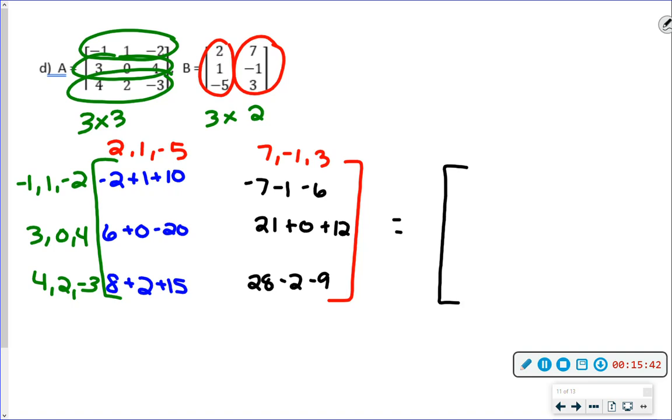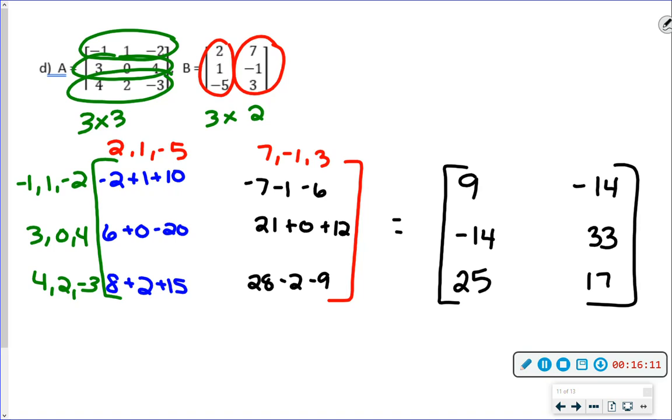All right, so what do you have for your top left entry? 9. Thank you. Second one, underneath, negative 14. 25. Like it. Over here, we've got negative 40. Agree. Final two. What do you got for this one? 17. Perfect. Yeah. Any questions on that?